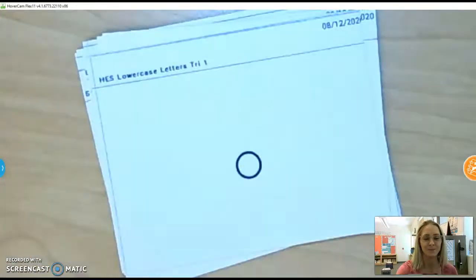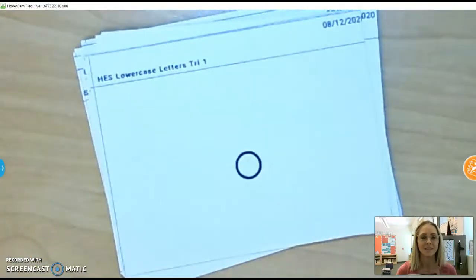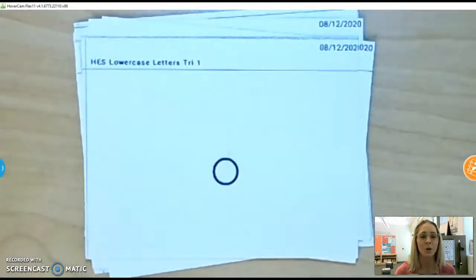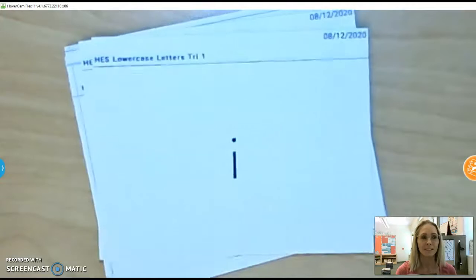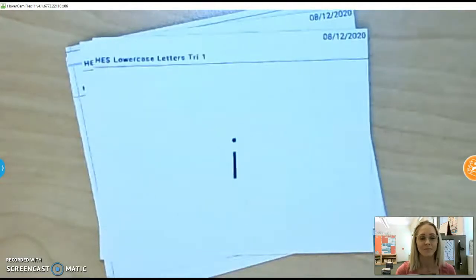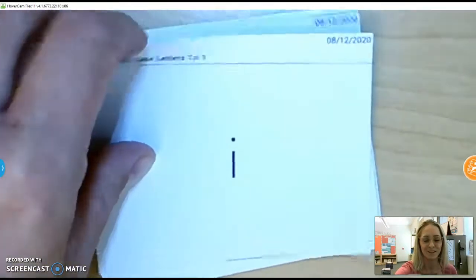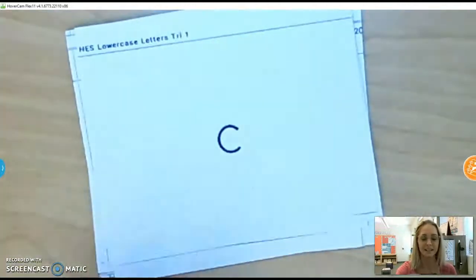Good job. What letter is that? That's the letter O, and its sound is Ah. Say O, Ah. Good job. How about this letter? That's the letter I, and it says I. Say I. Good.